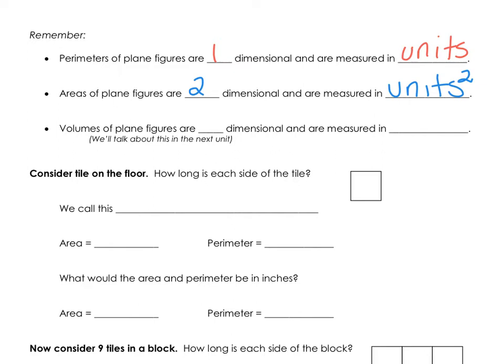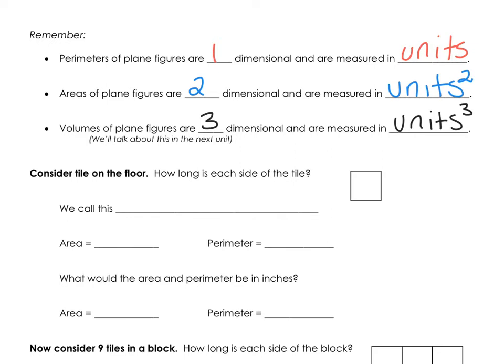Now, volumes, I just wanted to give you a little preview. If you have a can of soup, the volume is the amount of soup that would go into the can. Those are three-dimensional measurements, and they're going to be measured in units cubed. So we will talk about that in the next unit.